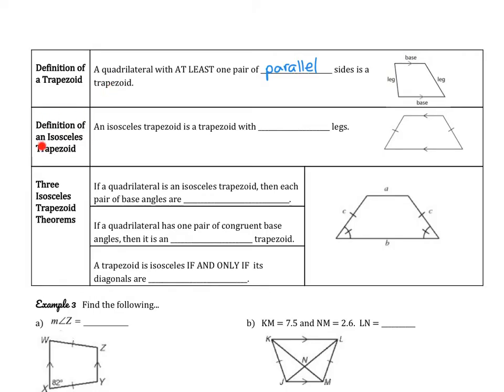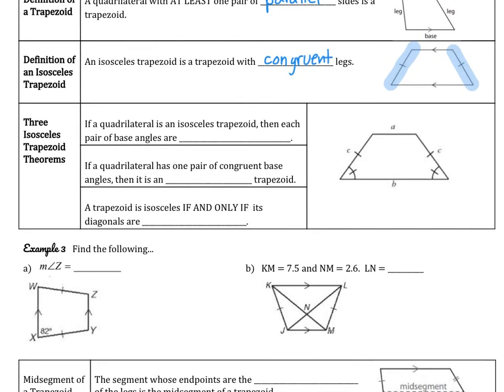So there's a more specific type of trapezoid that we work with a lot, and it's called an isosceles trapezoid. An isosceles trapezoid is a trapezoid with congruent legs. If you notice from the figure above, we call the parallel sides the bases, and we call the other two sides the legs. So if your legs are congruent, as they are here, this is considered to be an isosceles trapezoid. An isosceles trapezoid has some special theorems that apply to it.